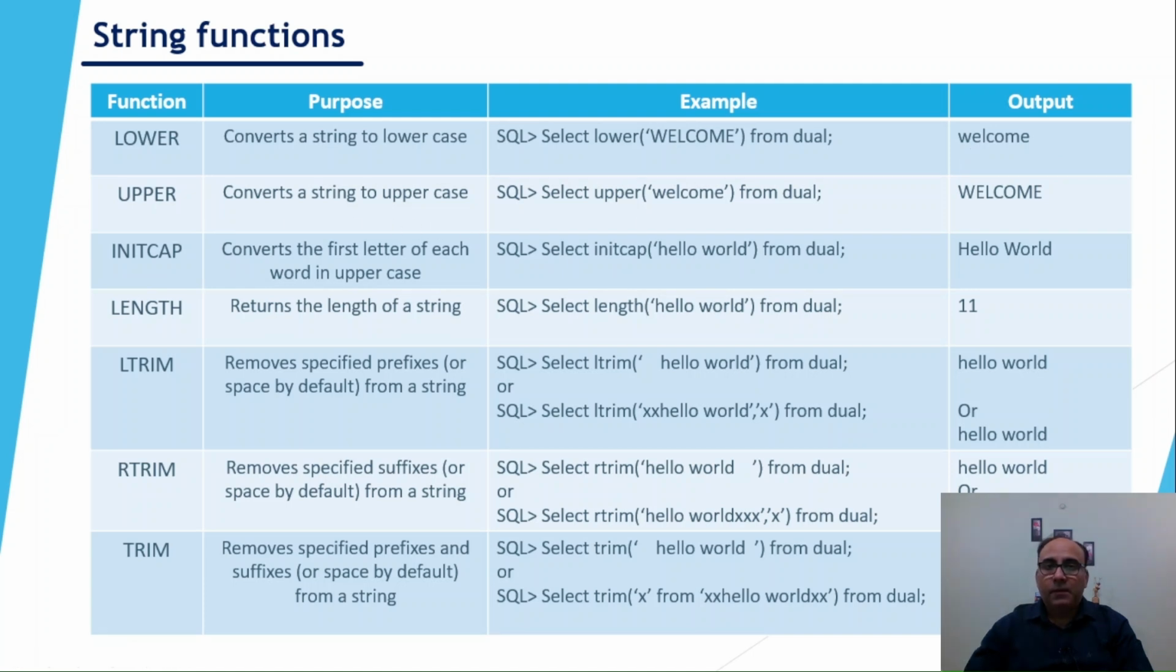Then we have UPPER. This basically converts a string to uppercase. For example, select upper('welcome') from dual. This will convert this string welcome to uppercase. So the outcome will be WELCOME in uppercase.